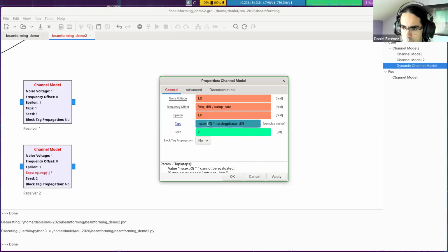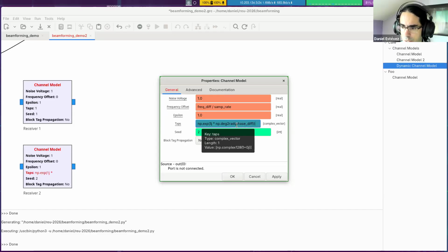So if I'm computing an exponential, the thing needs to be in radians. So I convert from degrees to radians using this numpy function, or you can also divide by 180 and multiply by pi, however you prefer. We get here basically a complex phasor which represents the phase difference between the two receivers.